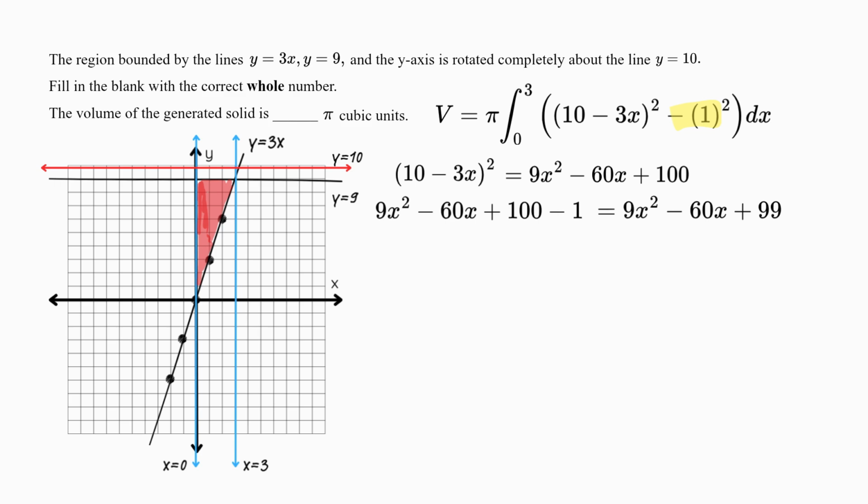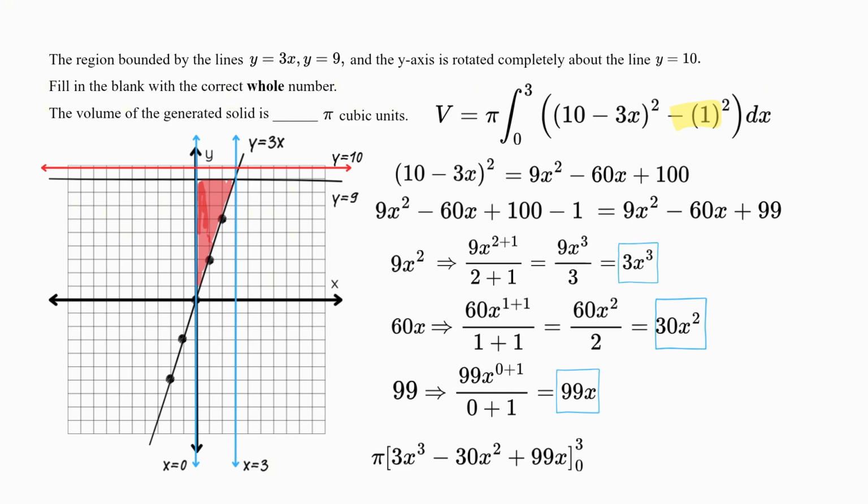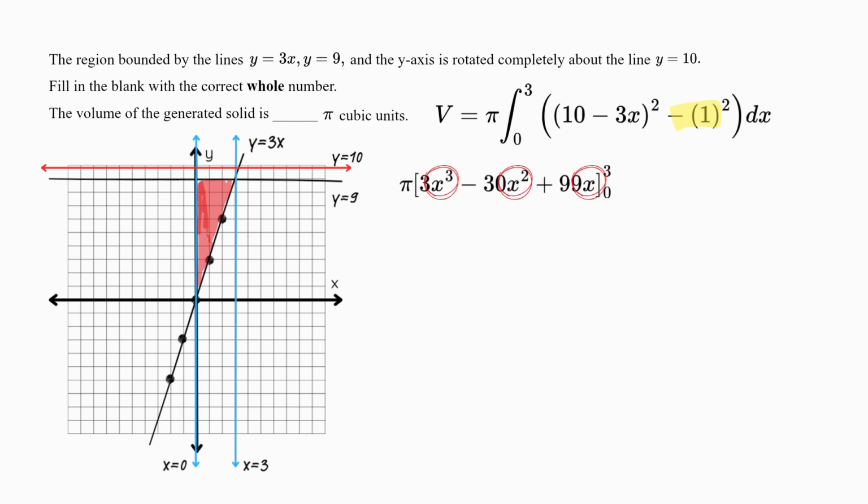Let's integrate each term. 9x squared becomes 3x cubed. 60x becomes 30x squared. And 99 becomes 99x. So our integral is pi times 3x cubed minus 30x squared plus 99x, to be evaluated from 0 to 3. Since all three terms have an x value, evaluating for x equals 0 will result in 0. So let's concentrate on the upper limit only.